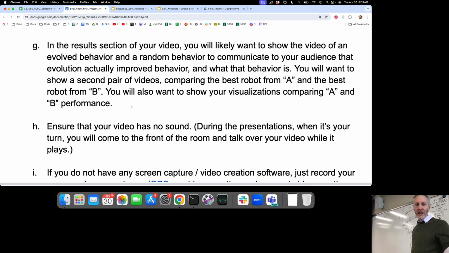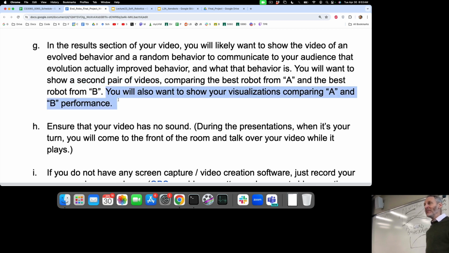Okay. Same thing when you then try and convince us about A and B. Show us another pair of videos, which is your best evolved A and your best evolved B. If you're trying to convince us that A evolved to move faster than B, again, we should be able to see it. If we see a quadruped that's moving visibly faster than an evolved hexapod, we should be able to see that in about 10 or 15 seconds, and you've convinced us of that fact.